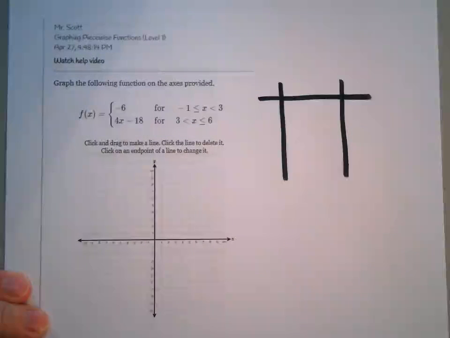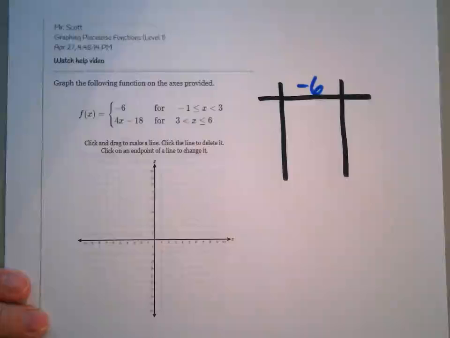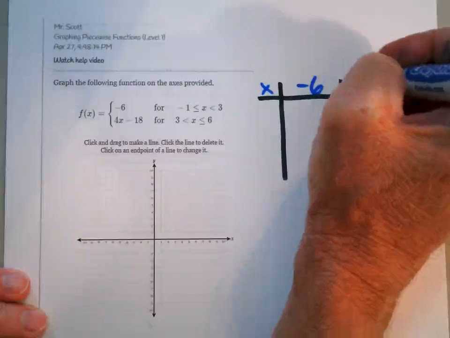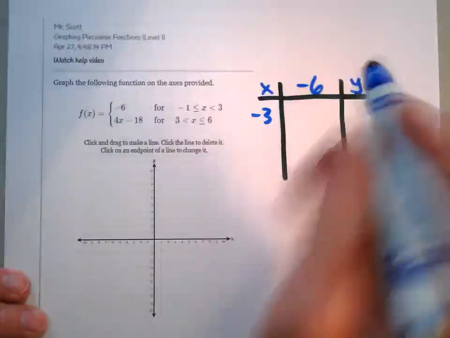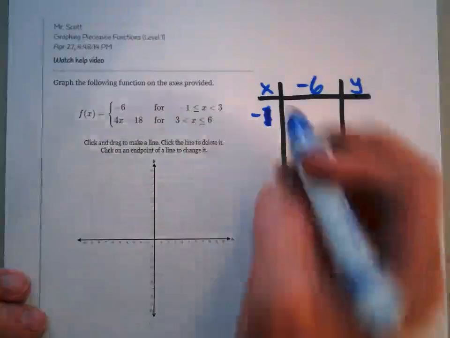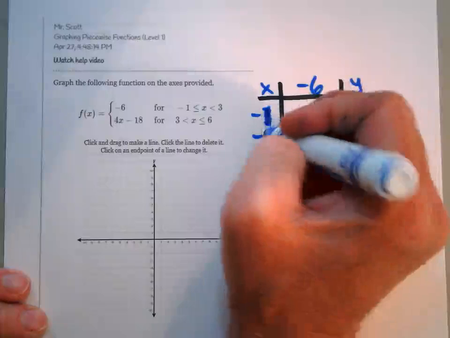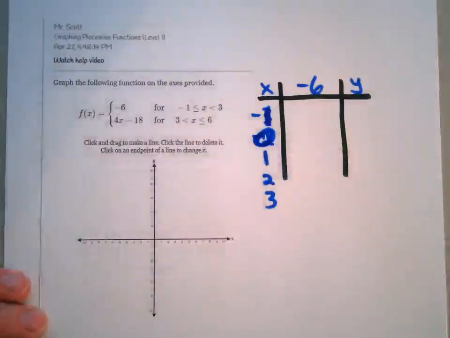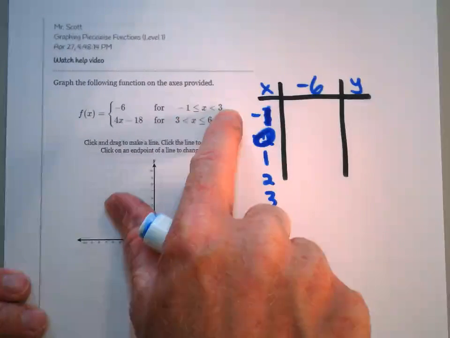So this first one is negative 6, and it's going to be a horizontal line. The x values that we're going to use are negative 1, negative 2... that's not right. Let's try a 0, coach. 1, 2, and 3. Okay, so they want all the x values between negative 1 and positive 3.